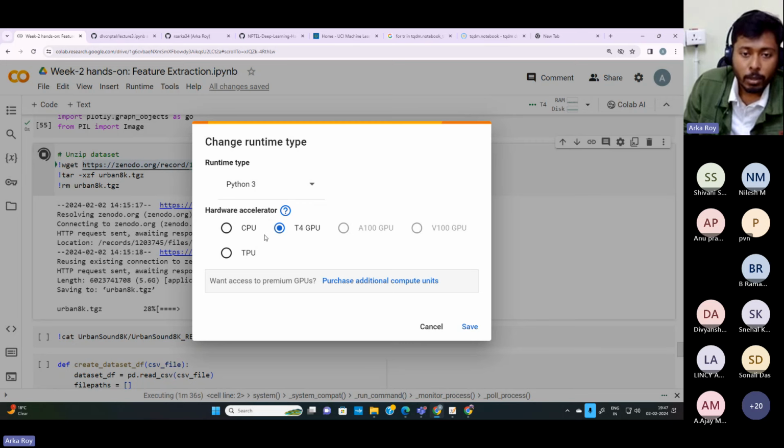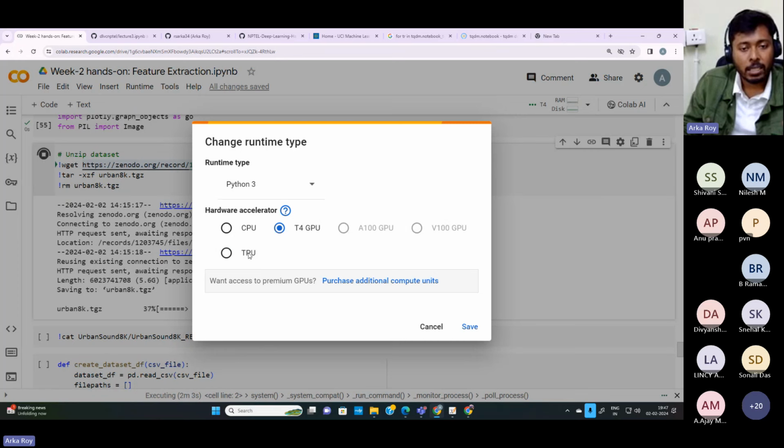So you have CPU, that is central processing unit. You have T4 GPU. T4 is a type. There are several GPU types, for example, A100, V100, RTX. Over here we are using T4 GPU. GPU is basically graphical processing unit. And over here we are having TPU, that is tensor processing unit.